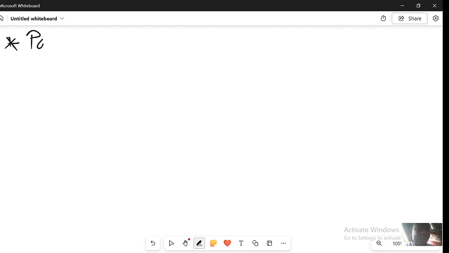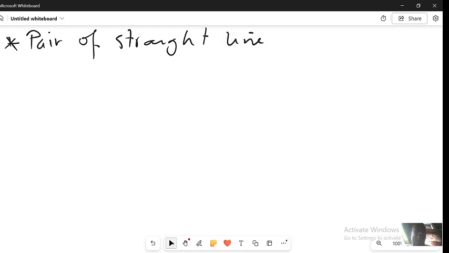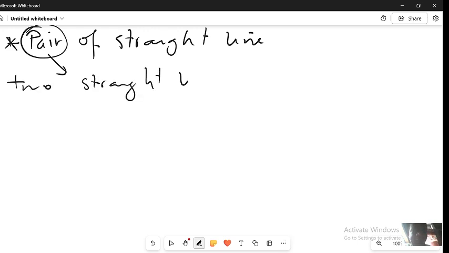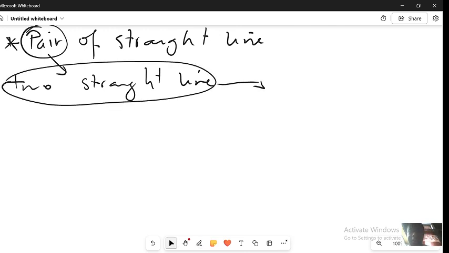Let's discuss pair of straight lines. As we know, the word pair means that we are going to have two straight lines. So when we combine these two straight lines, we'll also get a straight line. Now, let's say for example, we know the equation of a straight line.